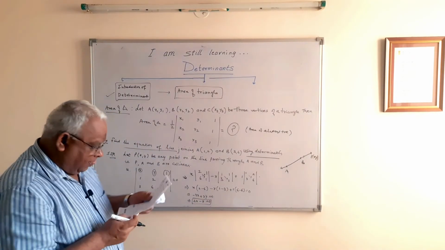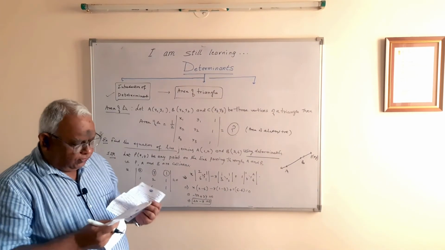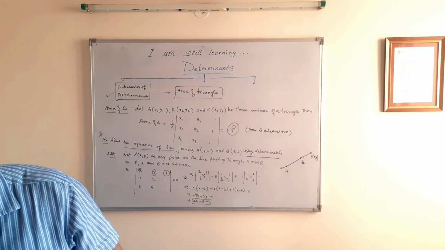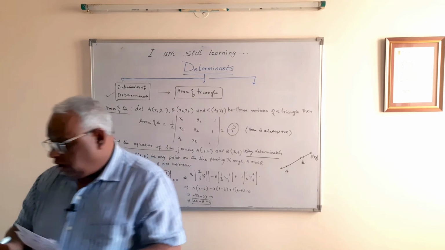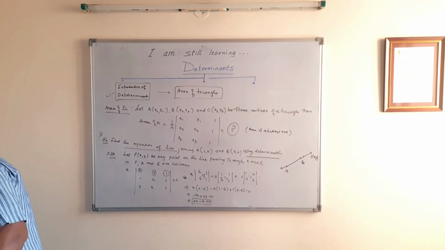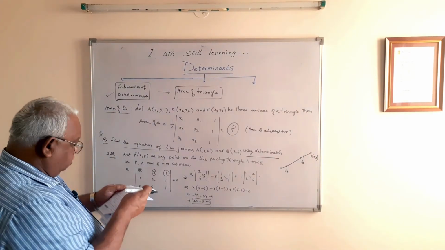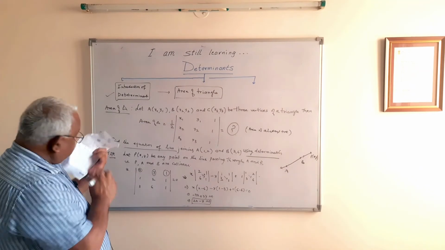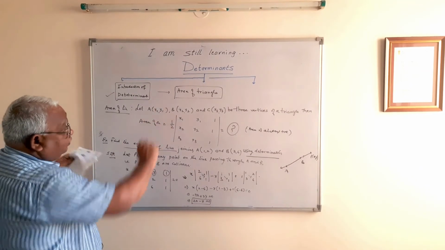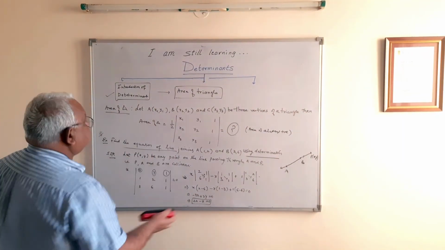2x minus y is equal to 0. This is your answer. And if you want, I can give you one question to try yourself based on this topic, area of triangle. I can give you one question.